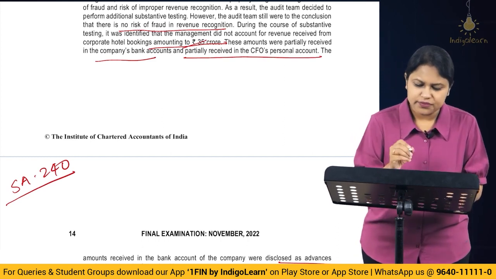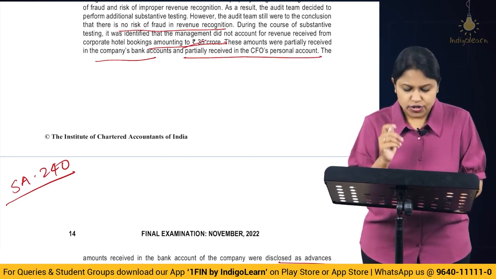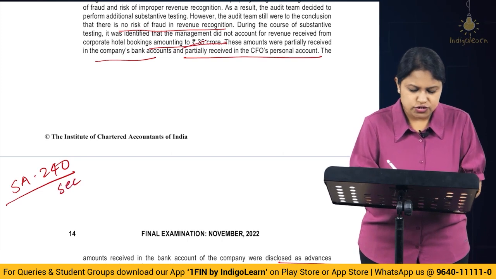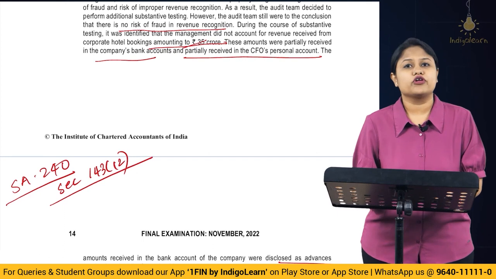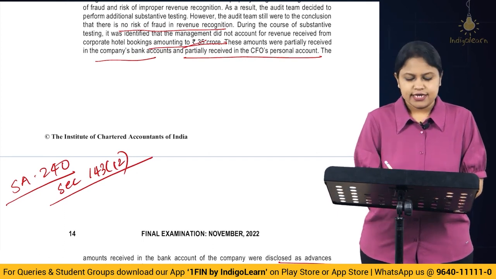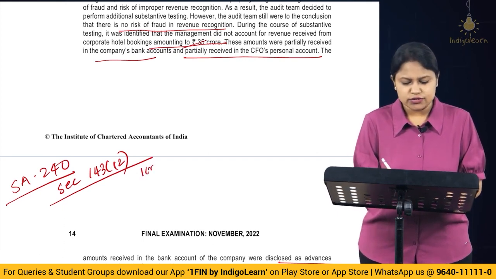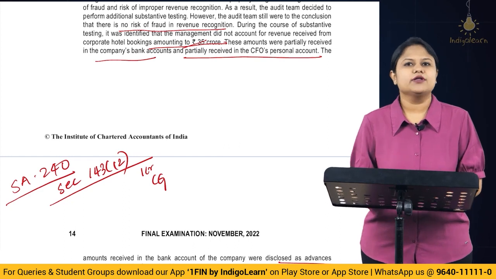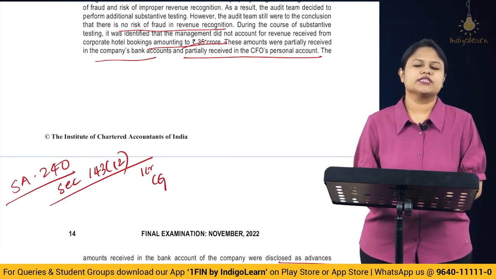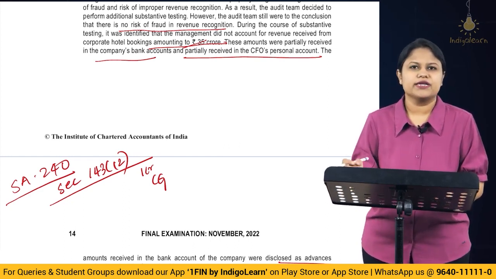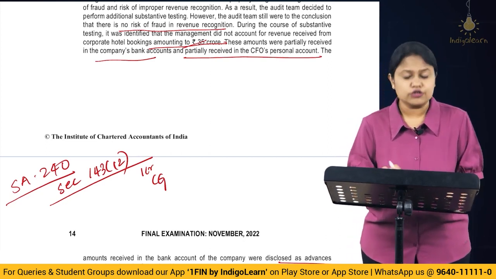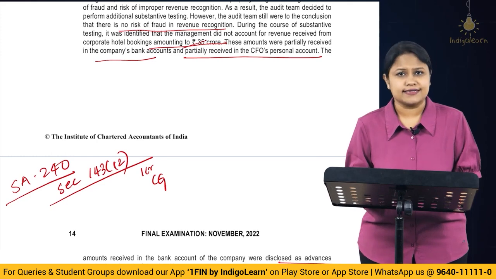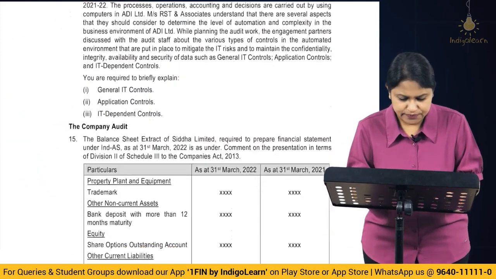Second, very importantly, in the suggested answer you will see they have also given reference to section 143 subsection 12, reporting of fraud by the auditor. When it is 1 crore and above, we report it to the Central Government, and below that we do not report it to the CG, but we give it in the board's report. Correct? That is where the disclosure has to appear, in the board of directors' report. So that also has been given as a part of the suggested answer. So let us have a reading of the same.